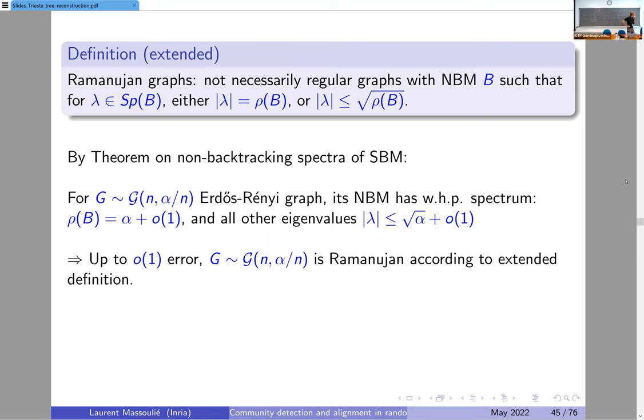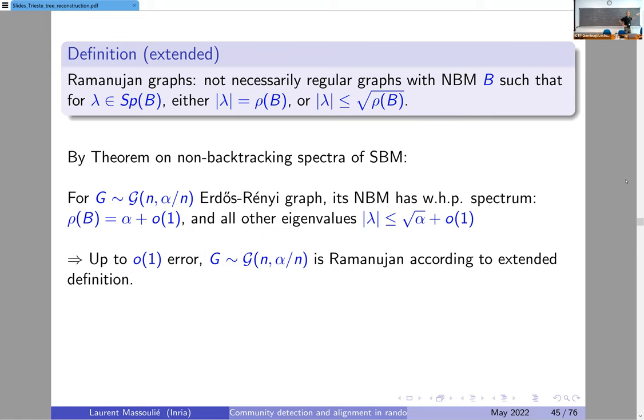And now we can look back at our result on the spectra of these non-backtracking matrices of random graphs. In particular, take the simplest stochastic block model there is, which is an Erdős-Rényi graph, so only one block: n vertices and probability of an edge between any two vertices alpha over n. The theorem specializes in that case to say the largest eigenvalue of B in modulus is given by alpha, up to a term that vanishes in probability as n becomes large. All the other eigenvalues are with high probability less than the square root of alpha plus a vanishing term.